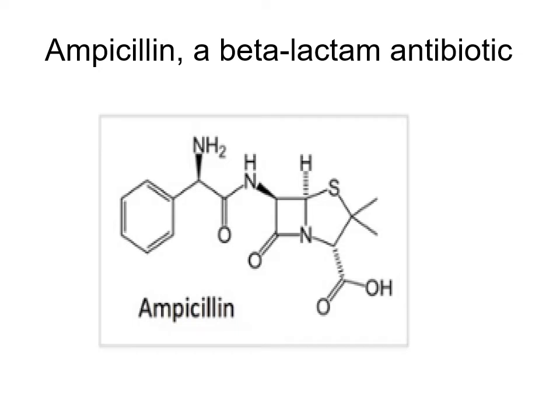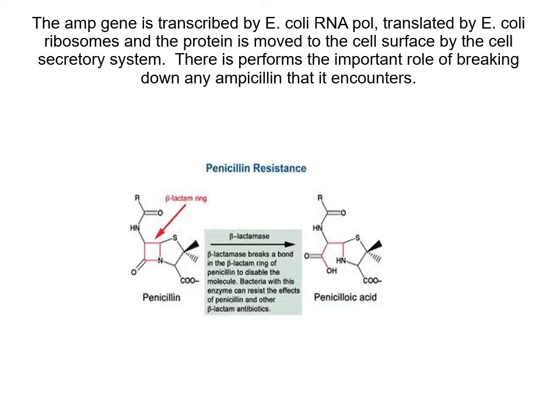Here's ampicillin. It's a beta-lactam antibiotic. And the resistance is because of the beta-lactamase. The beta-lactam ring is shown, and the beta-lactamase opens it up and makes the penicillin unable to bind its target in the cell. So this essentially inactivates the drug, so that any cell that encodes that enzyme is able to resist the drug.